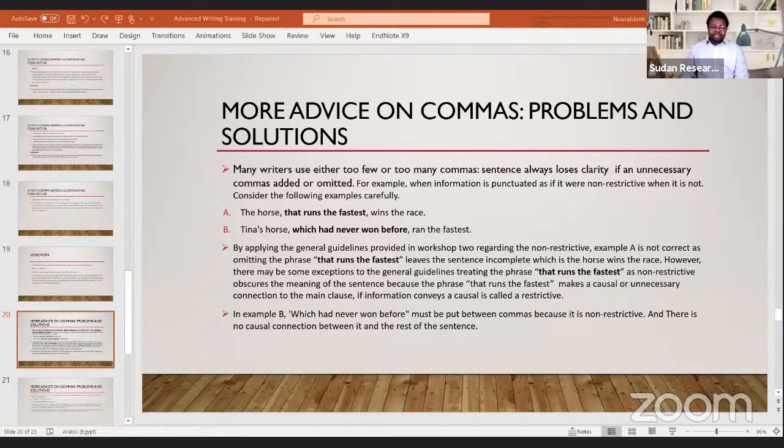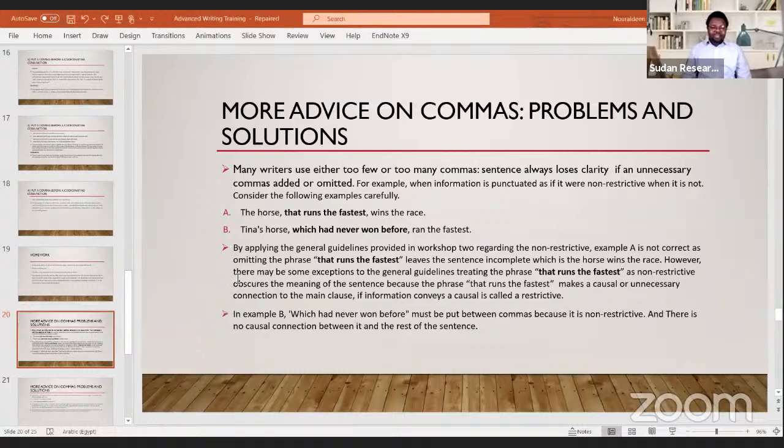Okay, causal. The causal is the necessary connection to the main clause. If information conveys a causal connection, we call this restrictive in English. Restrictive information does not require commas. Whereas in example B, which had never won before, must be put between commas because it is non-restrictive. Because we have restrictive and we have non-restrictive, guys. The restrictive one, if you take it out, the meaning of the sentence will be completely lost, and that's the problem with the restrictive.